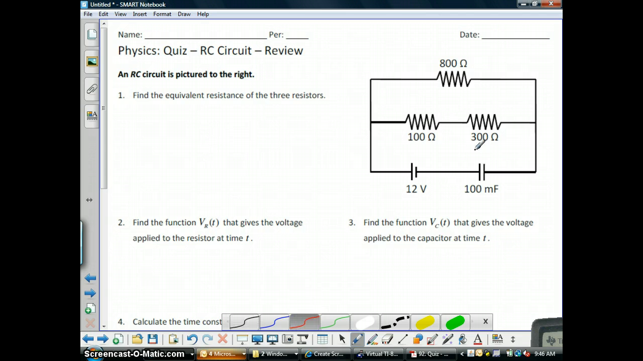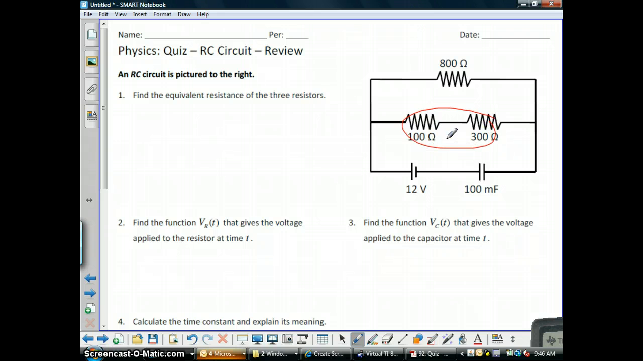So adding these together is easy. Adding these is just simply adding them since it's in series. So this is also 400 just like before. And now that I know that these two act like a 400 ohm resistor, I can add it in parallel with 800. But to do that, I have to do the 1 over R business. So 1 over 800, 1 over 400.